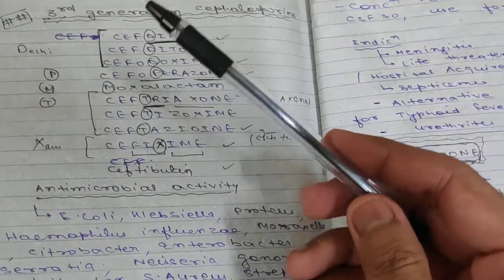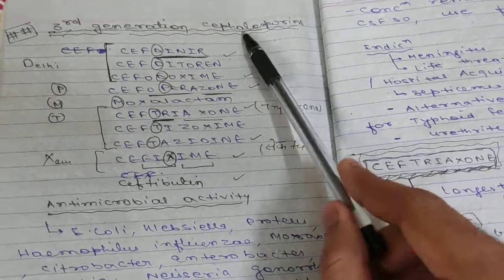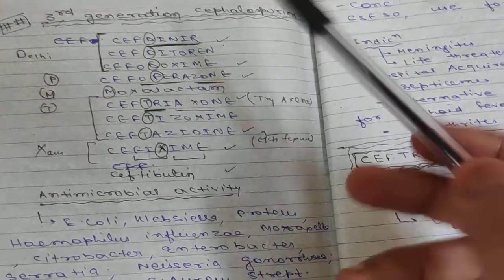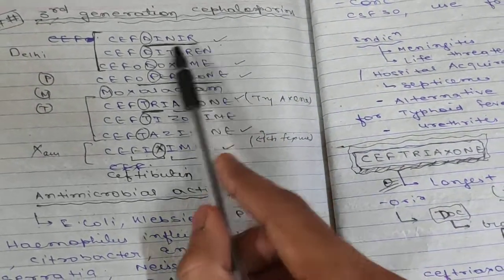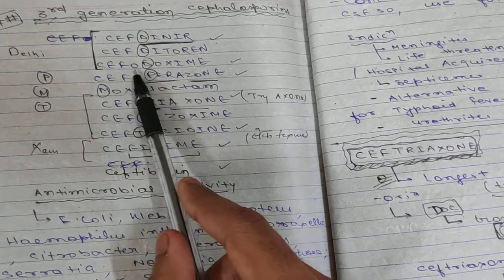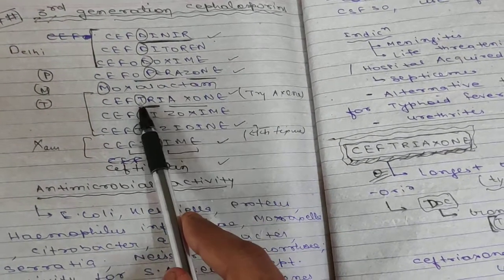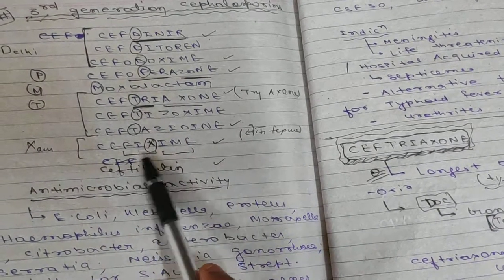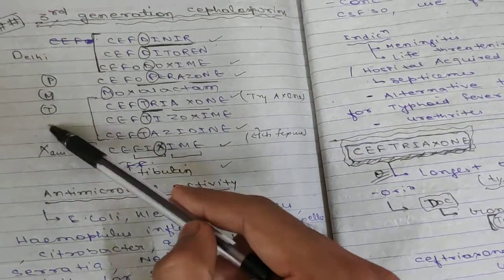So hello friends, in our previous video we discussed second generation cephalosporins. In this video we are starting with the third generation cephalosporins, which include a number of drugs: cefdinir, cefditoren, cefpodoxime, then cefoperazone, moxalactam, ceftriaxone, ceftizoxime, ceftazidime, cefixime and ceftibuten. You can remember them by "Delhi PMT" exam.